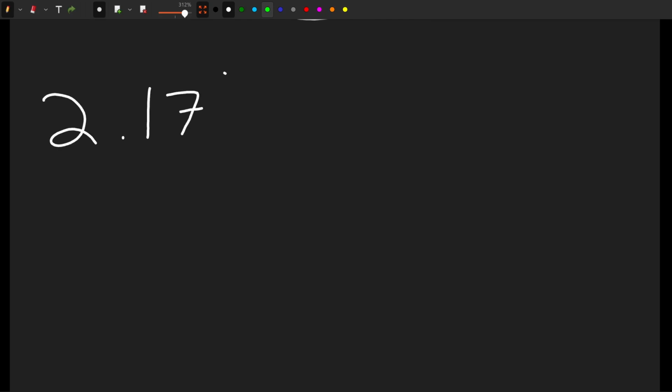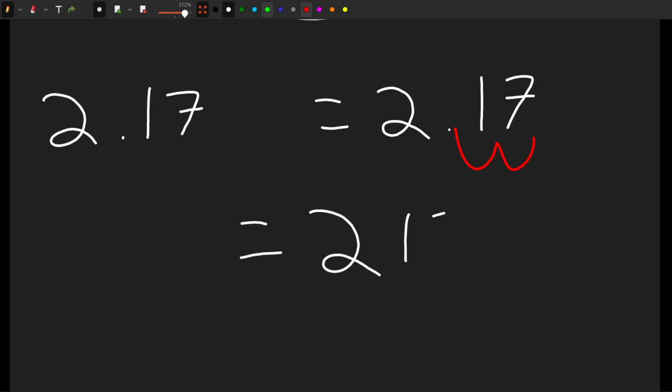Another problem we're going to do is 2.17%. Whoops, sorry, this is not a percentage. It's just 2.17. We'll turn it into a percent. That's what we're going to do. And so I'm going to take my decimal, move it 2 spots, 1, 2. And now I get 217%.